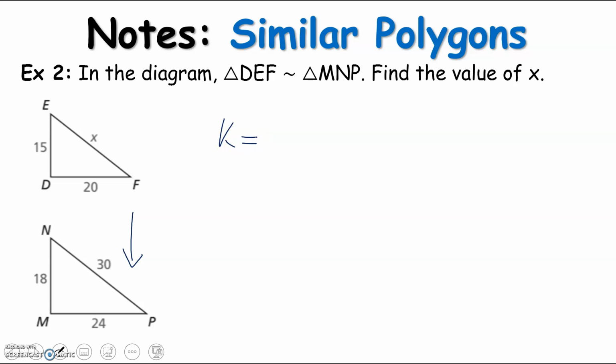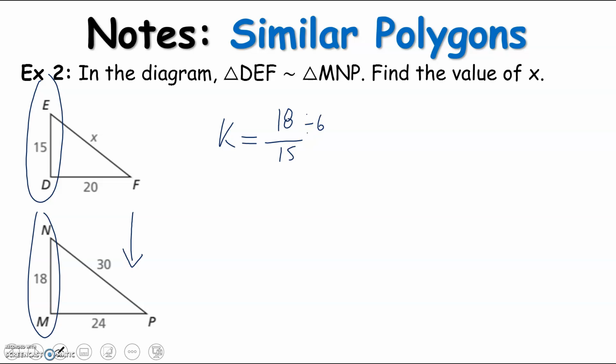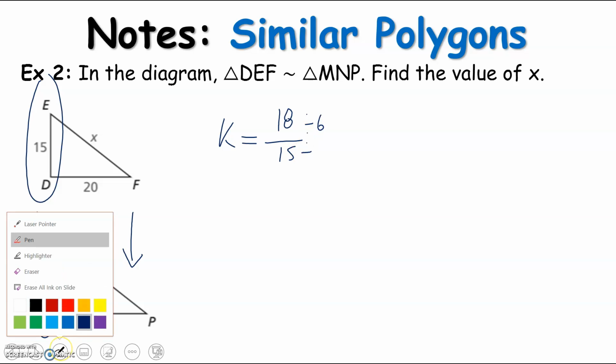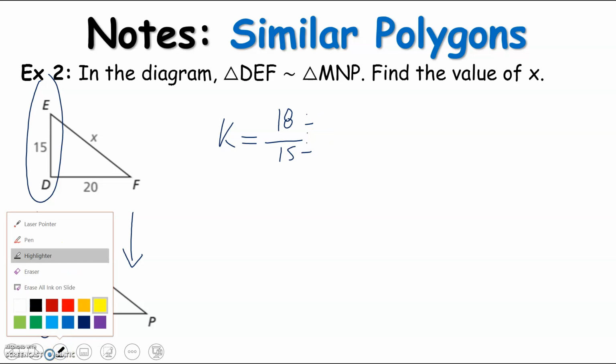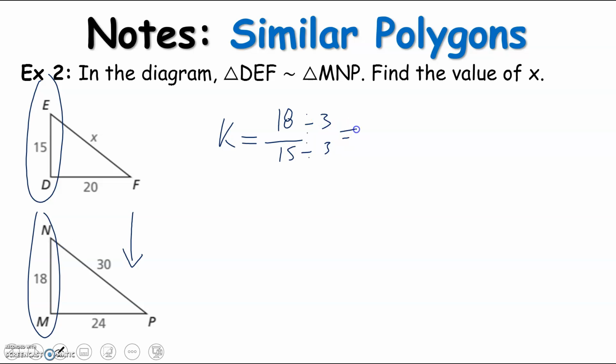Now remember, we can get that scale factor by taking any two sides and writing them as a ratio. Remember, we always start with our image, which is the second triangle, the one we're going to. So we have here 18 over our first corresponding side, which in this case is 15. If we reduce this by 3, we're going to see that our scale factor is 6/5, meaning to get any side from the first triangle to become the second, we'll multiply by 6/5.